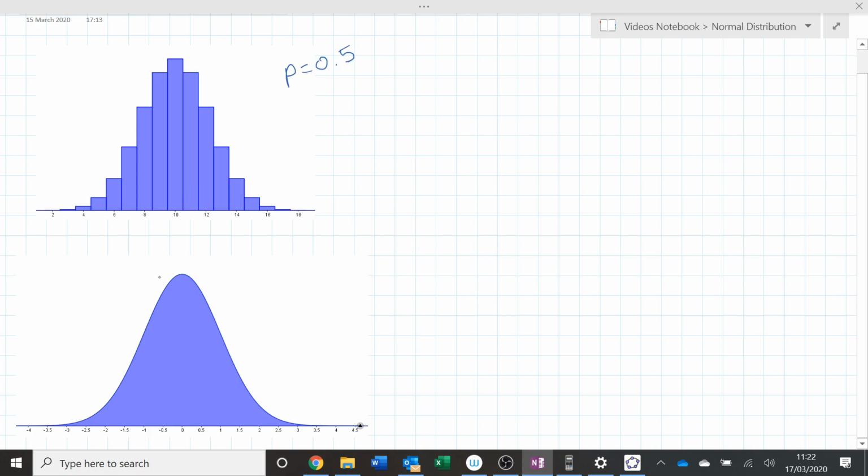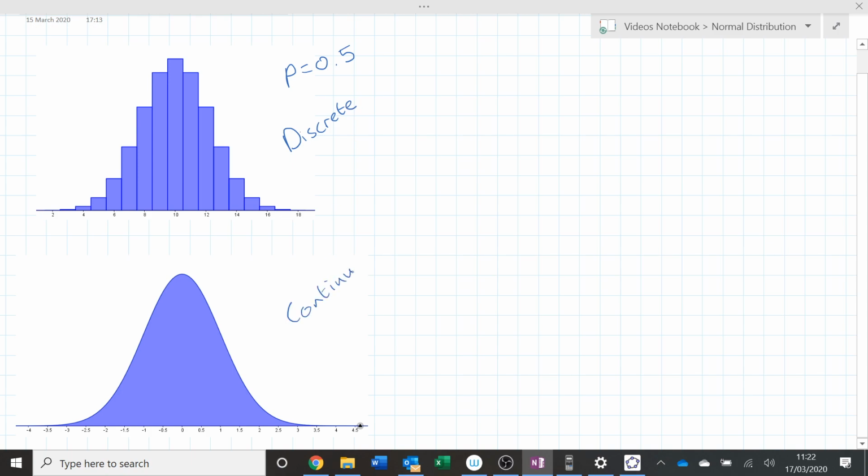The binomial distribution at the top has a p-value of 0.5. As a consequence, it is a symmetric distribution. Although I haven't actually lined up the things at the bottom, they're quite small, I think you can see that the two shapes are very, very similar. However, let's remind ourselves that they are really different. This is discrete and this is continuous.